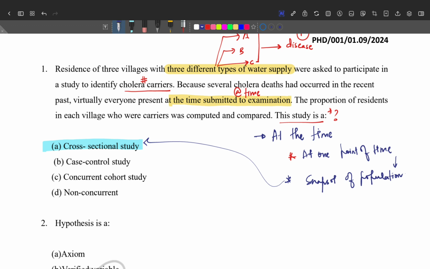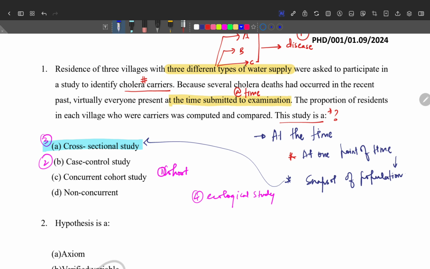Now, at this point, you have to know other such types of studies also. We'll just revise the different types of study. First is cohort, second is case control, third is cross-sectional, and fourth is ecological study. So all these four kinds of studies are very important for you to note.